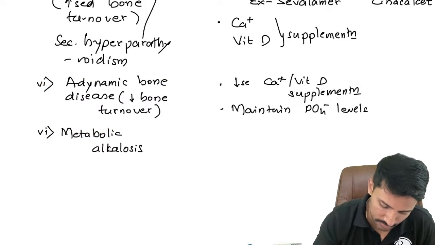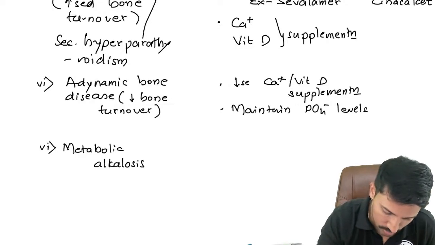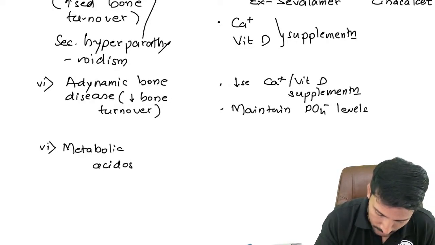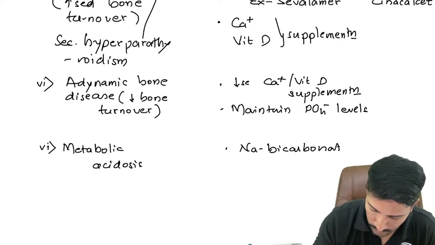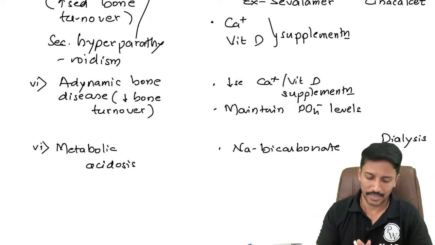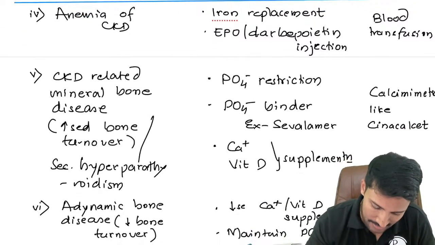Okay, now how will I manage if there is metabolic acidosis? We will try to manage it with first line management being sodium bicarbonate. The definitive management, if sodium bicarbonate doesn't work, is dialysis. Remove those acid molecules through dialysis. So this is the management of all the complications of CKD, right?